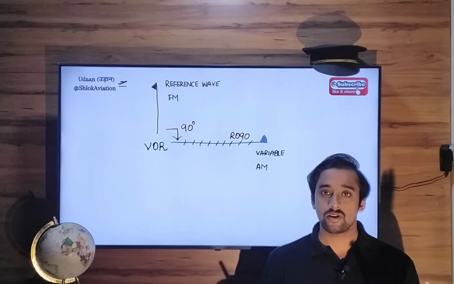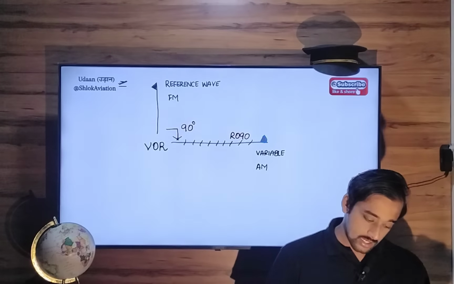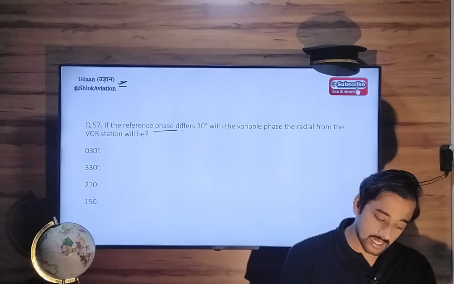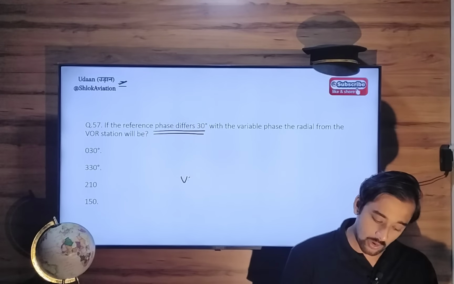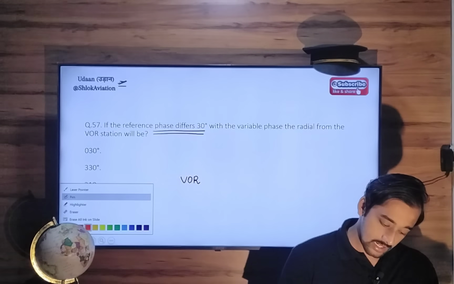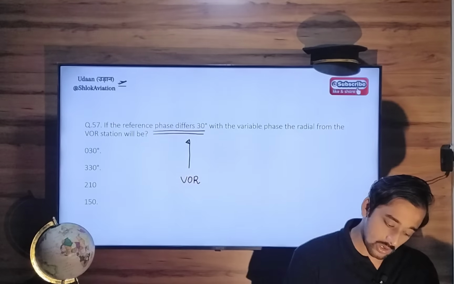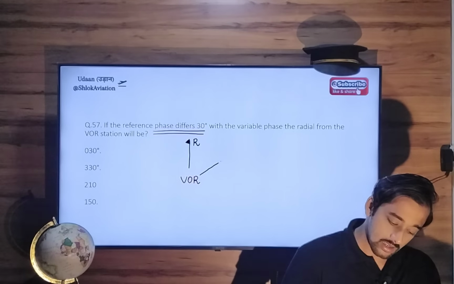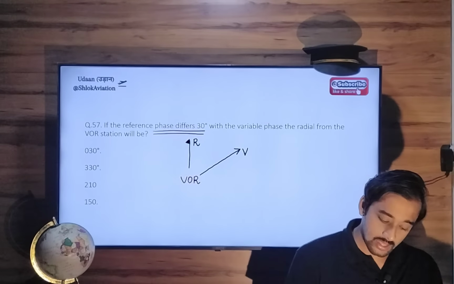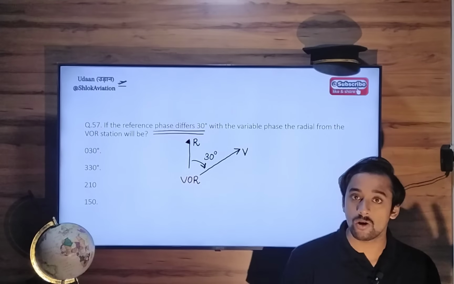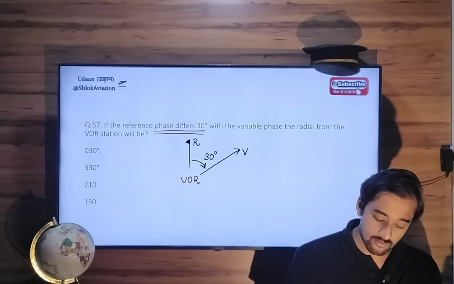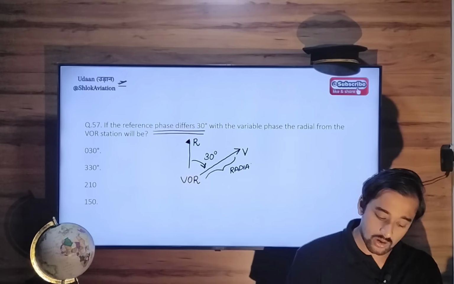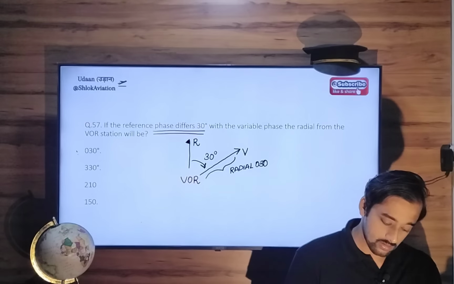Okay. Phase difference will be equal to your radial. So in this case, if phase difference is 30°, that means this is your VOR station. The reference wave is aligned with the magnetic north and variable wave is somewhere here. And the difference between them is 30°. And that is called phase difference. Therefore, this radial will be called radial 030. Okay.